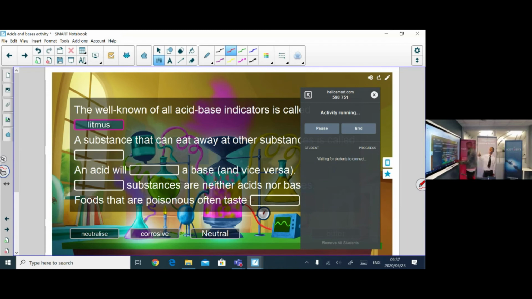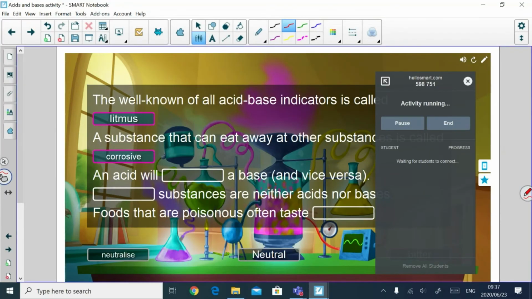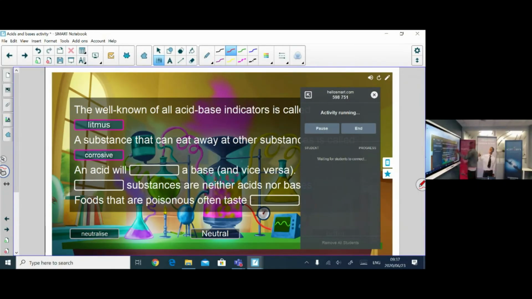We say substances that can break down other substances are corrosive. An acid will do that to a base and vice versa, meaning a base will do the same thing to an acid. When you put an acid and a base together, they react. When an acid and a base meet, what happens? They react to form salt and water. The salt will depend on what acid and what base you are using.